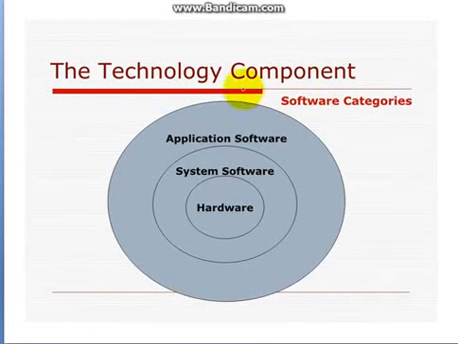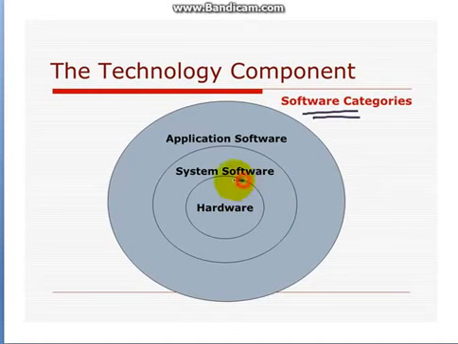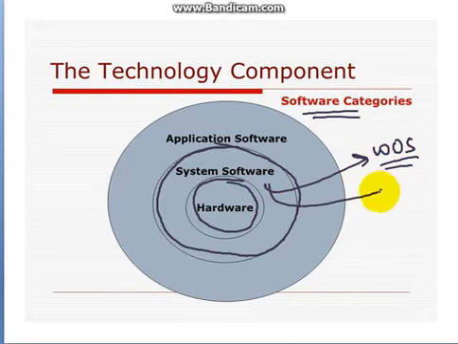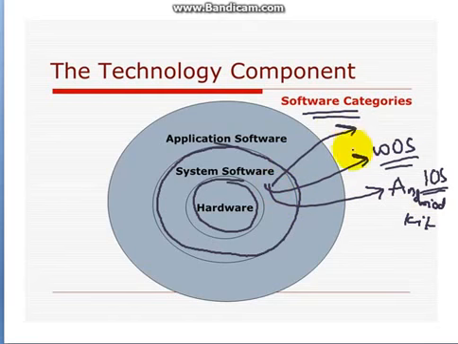Let us take the three layers of the technology component as far as the software category is concerned. First there is the hardware. Hardware is controlled by system software. System software is like the Windows operating system. For mobiles, it is Android, and iOS, which we call the iPhone operating system, or for mobiles you have Android versions like KitKat and all that. These are operating systems. There are other operating systems like Linux as well.